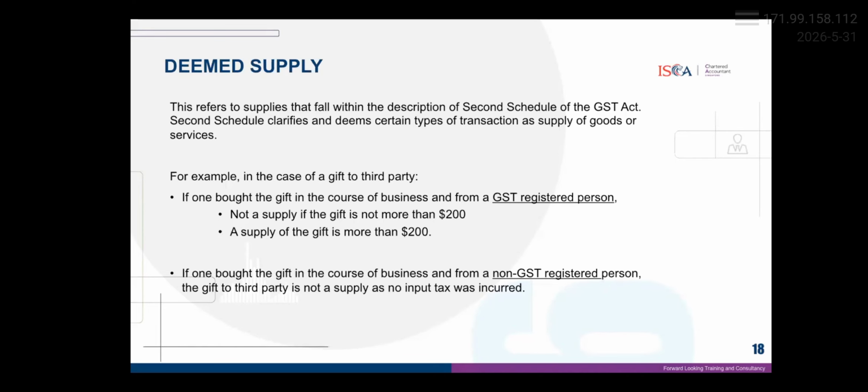So there are a few scenarios described under the Second Schedule which will make a not-a-supply become a supply. So do take note, and when you have time, please read it out.